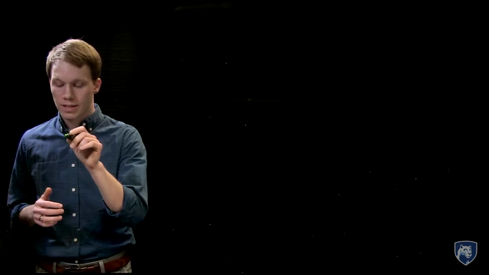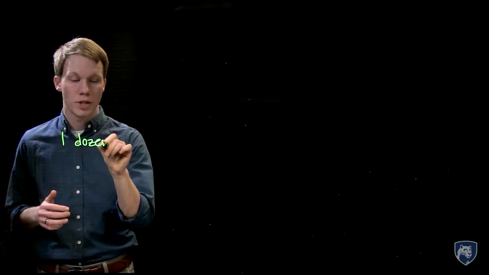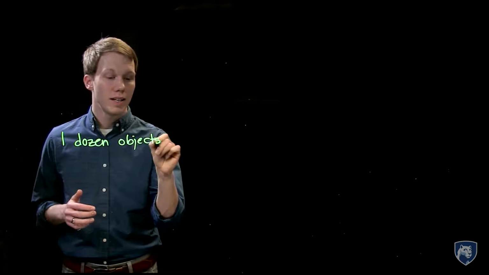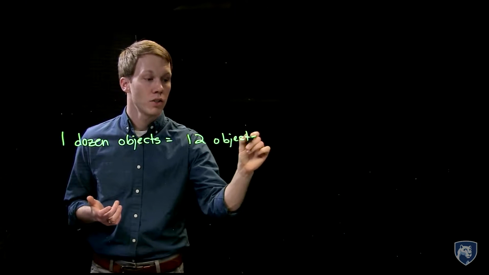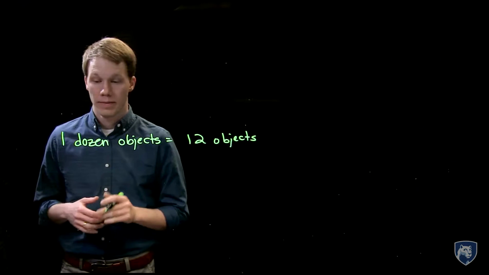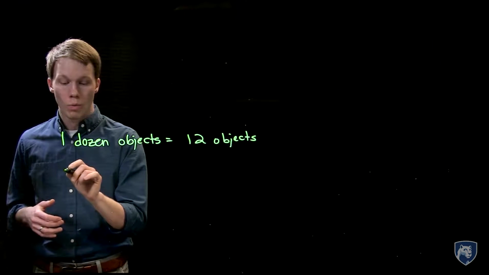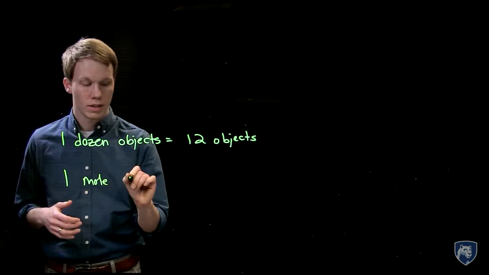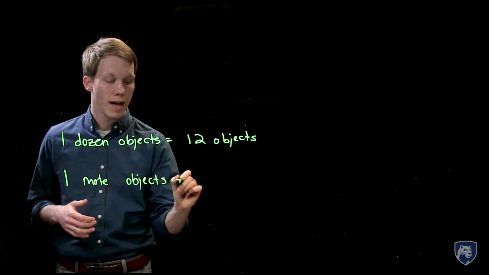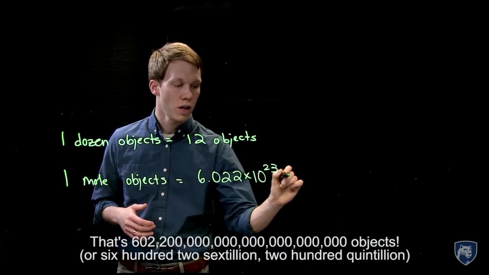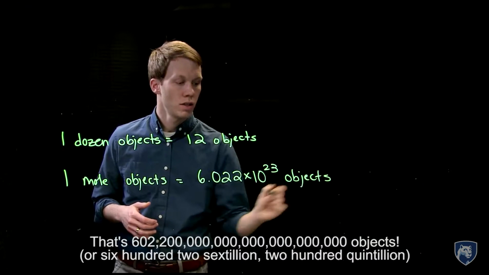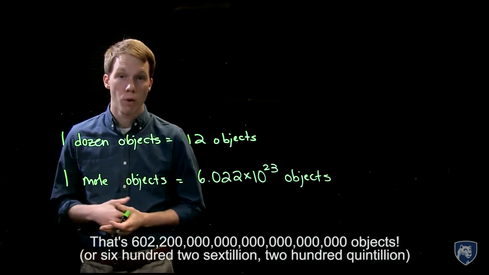So we often say that the mole is the chemist's dozen because it works the same way. 1 dozen objects has how many objects? It has 12 objects, as I'm sure you're aware. There are 12 eggs in 1 dozen. The mole, on the other hand, 1 mole of objects is equal to a much larger number, 6.022 times 10 to the 23rd objects. So you'd have to have a whole lot of eggs to have 1 mole of eggs.